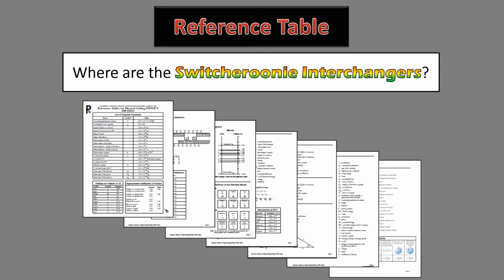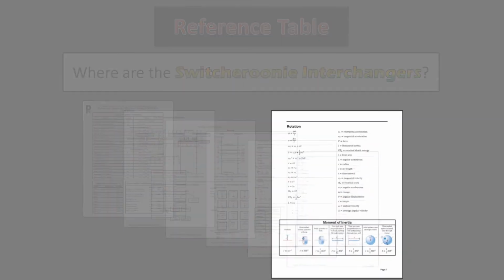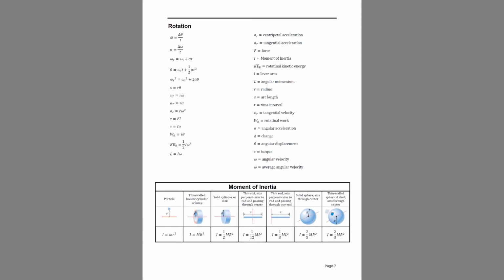So where are these switcheroonie interchangers on the reference table? I give them to you right over here, and as we can see, they are in the section where we've been saying these need to be in radians. All of those are given to you right here.